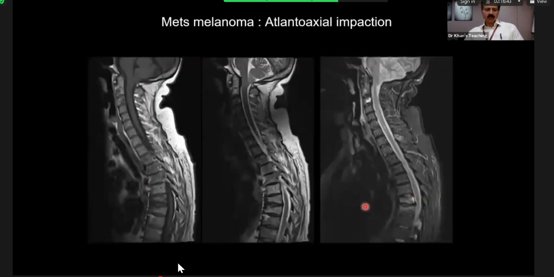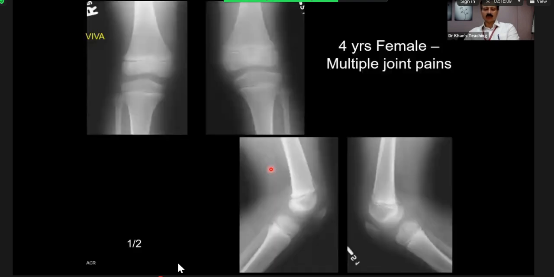Another example where this patient has got metastasis from melanoma, and you can see multiple metastases in the spine. But look at the foramen magnum and see how the dens has gone superiorly. So apparently the melanoma metastasis must have destroyed either the occipital condyle or the lateral, what we call mass of C1. Okay, candidate 3, your film.